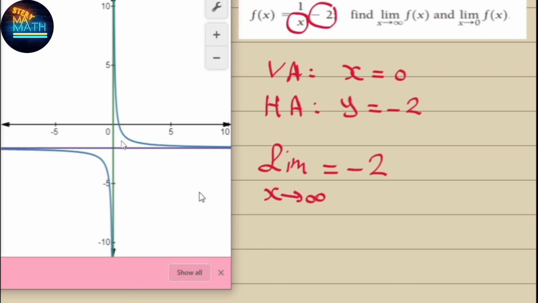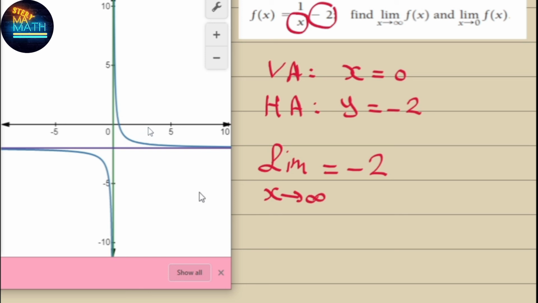As x approaches 0, here's the 0, so you have the two graphs. One graph on the right and one graph on the left, so you have to check the left limit and the right limit. Let's try the left limit first. As x approaches 0 from the left, the corresponding f of x values are getting closer and closer to what? Are getting closer and closer to negative infinity. They are decreasing without bound. So here the limit is equal to negative infinity.